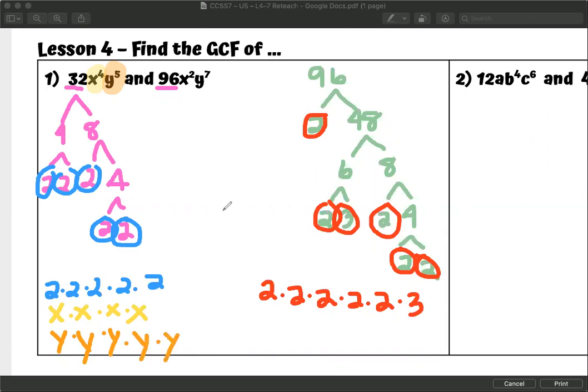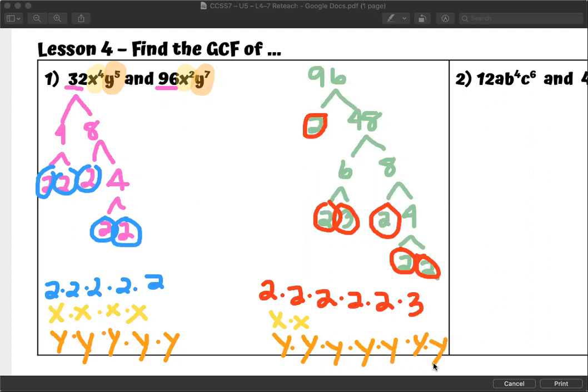Do the same thing for the 96x squared y to the 7th. So our x squared, x to the 2nd power, means we have 2 x's. So x times x, and our y to the 7th means we have 7 y's. So we have 1, 2, 3, 4, 5, 6, and 7.